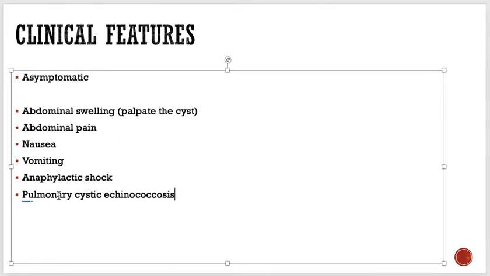Whenever the cyst is in the lungs, it can be silent for many years, for a long time without any symptoms. But when the cyst keeps on growing in size and starts blocking the bronchus, then the patient may have symptoms like dry cough, chest pain, or hemoptysis. Hemoptysis you have done, right? Hemoptysis, so blood in the sputum. So this is how these patients present.